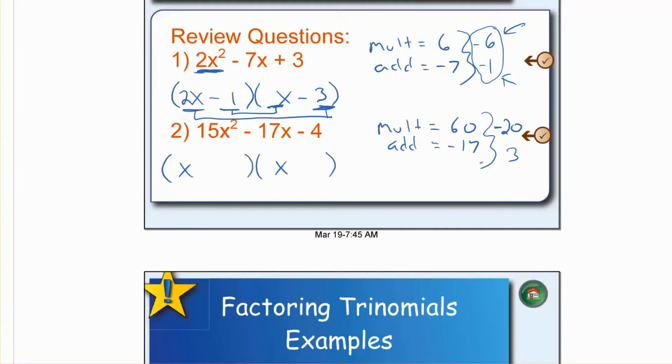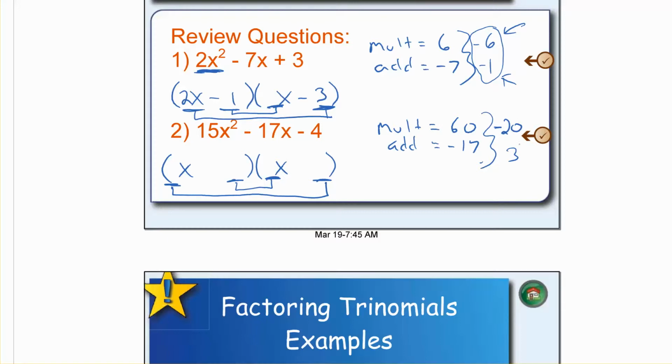Now remember, this number and this number that I'm going to put in need to multiply to either negative 20 or to 3. And this number and this number need to multiply to either negative 20 and 3. So we're just going to kind of try a few variations here.